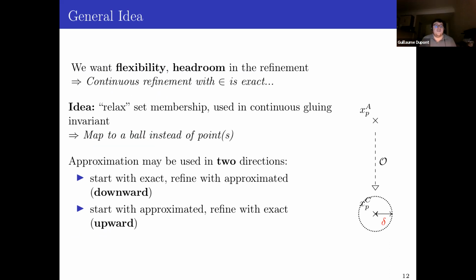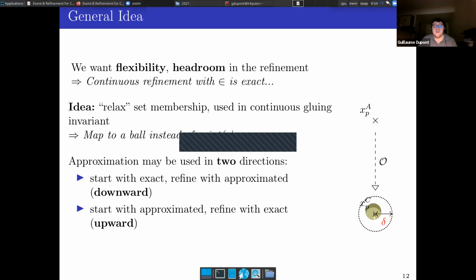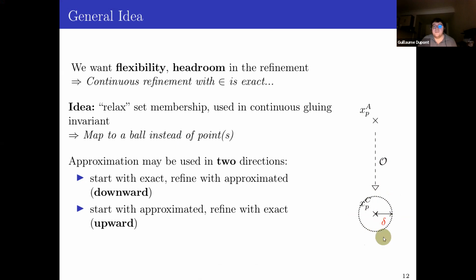And the idea is to relax set membership using the continuous gluing invariant. Instead of mapping points to a discrete set of points, we want to map each point to a set of balls instead. So your abstract variable is mapped not to one point, but to this point plus a slight ball around it of diameter delta.